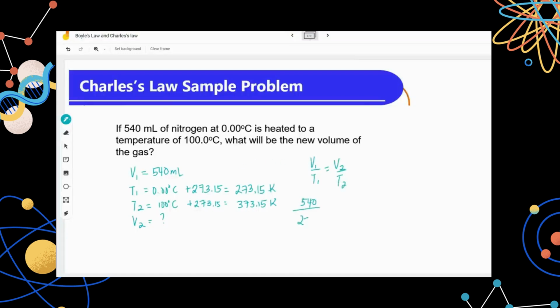540 divided by 273.15 equal to V2 over your T2, which is 373.15. So, katulad ng ginawa natin kanina, i-divide muna natin itong nasa kaliwa. 540 divided by 273.15. That would be 1.97693.575 is equal to V2 over 373.15.